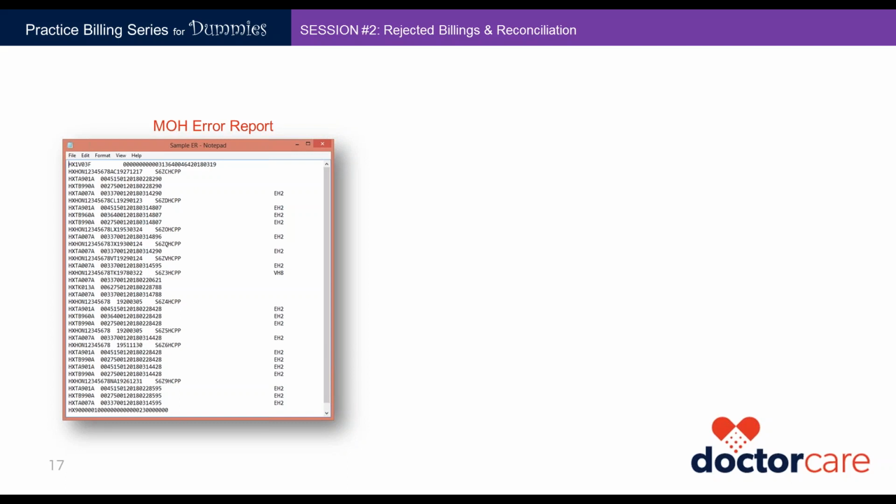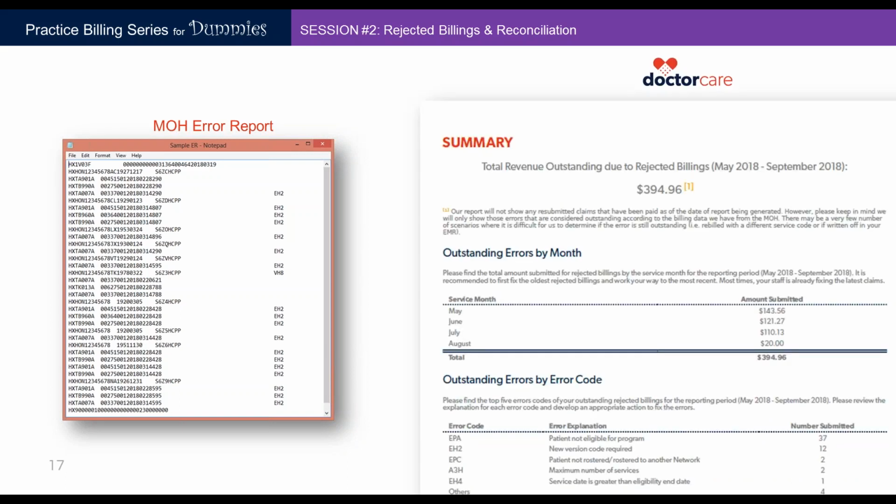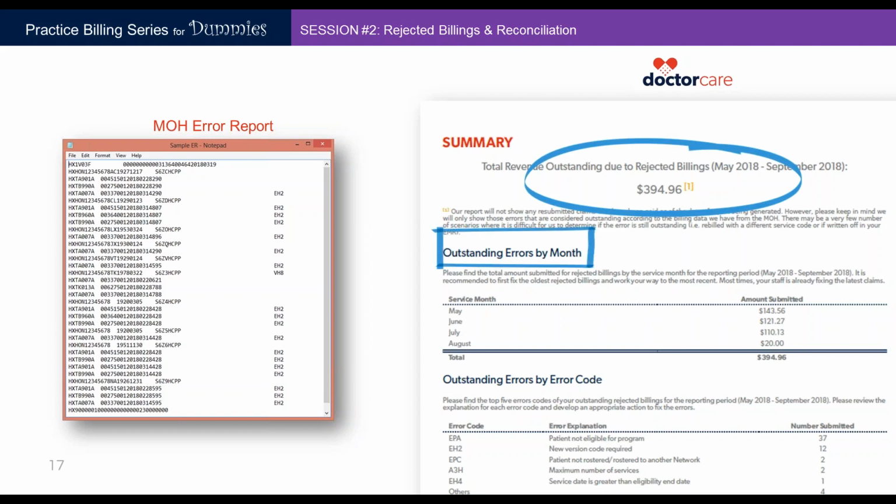Let's contrast this to our report module on the right of your screen. At the top of our report module, you see immediately how much is outstanding due to rejected billing. This is the total revenue that you are missing out on. From here, you can then see the outstanding errors revenue amount by month. We order the errors chronologically from oldest at the top to newest at the bottom so that you can prioritize the older ones and address them more immediately before they become stale dated.